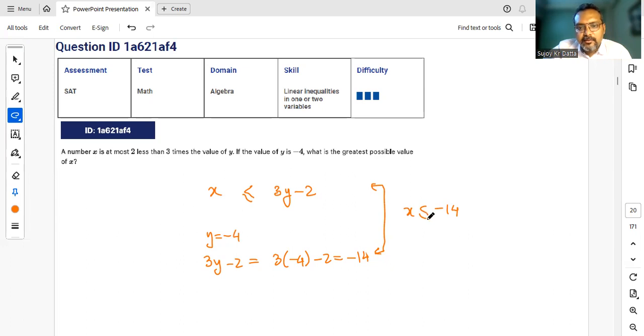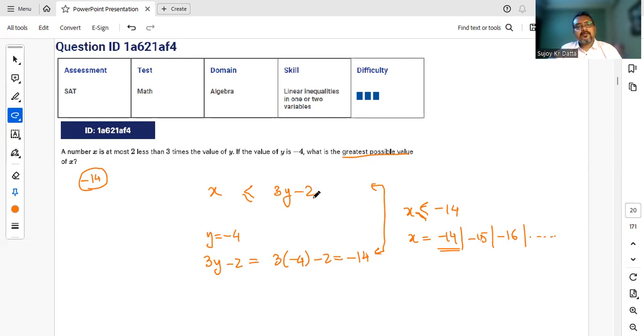So what would other values of X be? It's less than, okay? So it would be like -14, -15, -16. These are all less than, right? On the negative side. They're saying the greatest possible value of X. So therefore that is -14 only. So that is the answer. Okay. At most, 2 less than thrice. So 3Y minus 2. Y's value is given as -4. So -12 minus 2 is -14. So at most X is -14. The greatest value is -14.